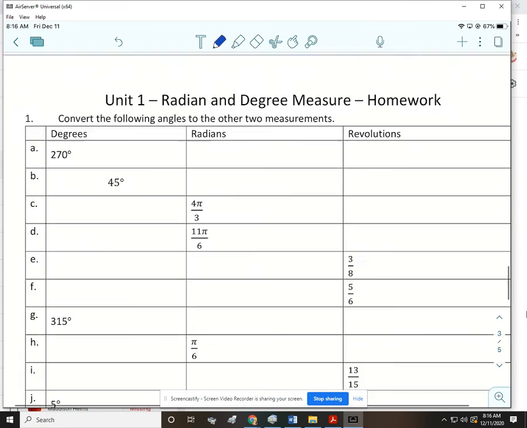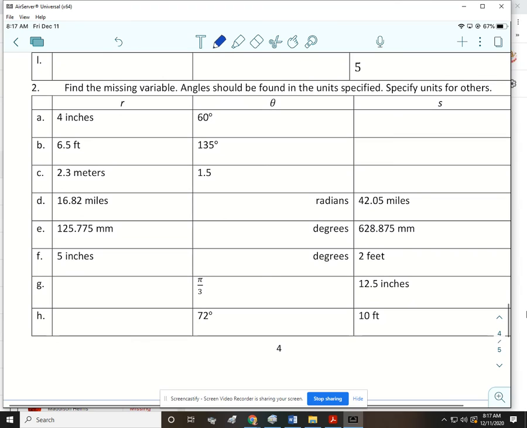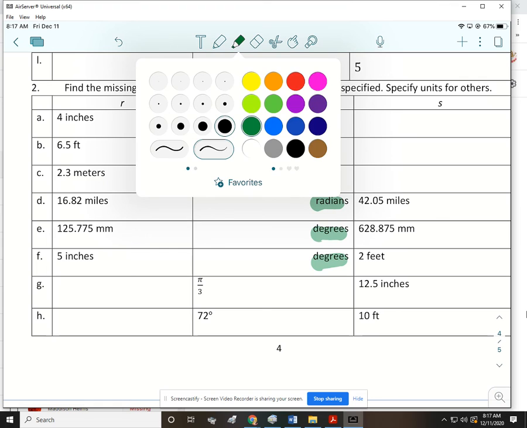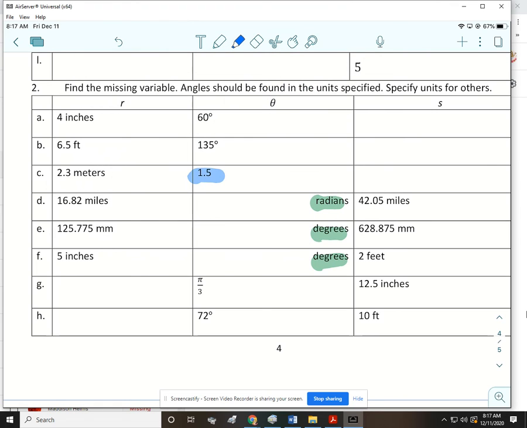All right, so what I want you guys to do for your assignment is number 2. Now on number 2, you're given 2 things and you're finding the missing things. So on A through C, you're looking for the arc length. On D through F, you're looking for the angle, and then it tells you which version or unit we want the angle to be in. And then on G and H, you're looking for R. Now, there are 2 angles in the theta column that don't have a unit. So we have 1.5 here and we have pi over 3.